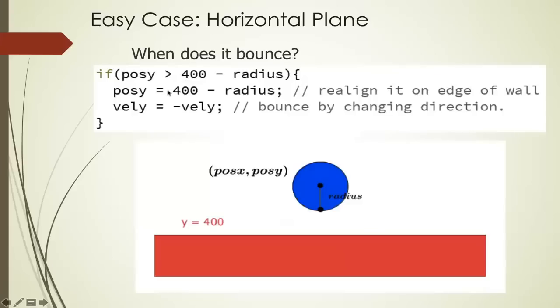And one thing we want to do first is that when it goes past that edge, we want to realign it so that it is right on the edge first. Then we change the direction of the y velocity, which will change the direction of the ball. And so the horizontal case is very simple. Just one simple if condition, and then you just change the direction of the ball.